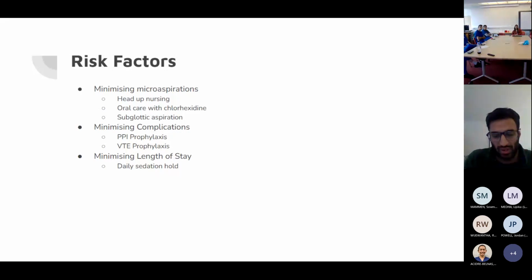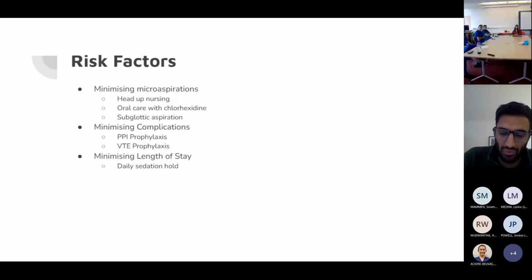The next grouping of things, well, the next 2 groups I should say, is all about minimizing time on the ventilator, minimizing complications and length of stay. So making sure that we've got PPI prophylaxis and VTE prophylaxis, and making sure that we're considering sedation hold every day to try and make sure patients aren't on the ventilator a minute longer than they need.